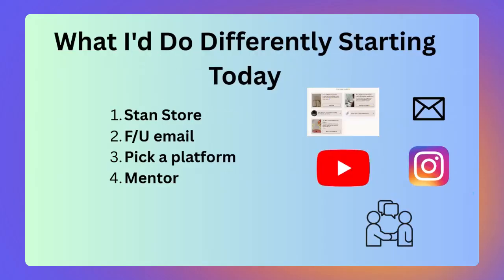So what would I do differently starting today? If I was starting completely from scratch today, here's exactly what I'd do in order. First, I'd get my Stan Store set up with just 2 things, a freebie and an affiliate offer. That's all you need to start. Second, I'd write my 3 follow-up emails, just 3, enough to deliver the freebie, share my story, and introduce my offer.